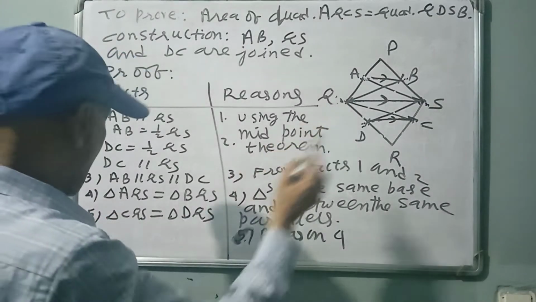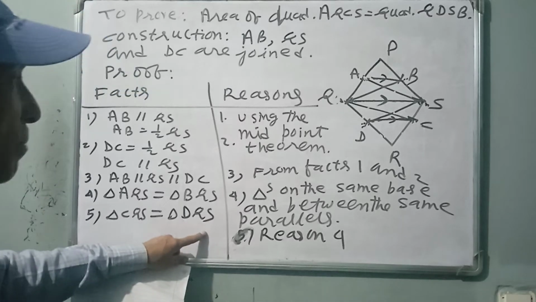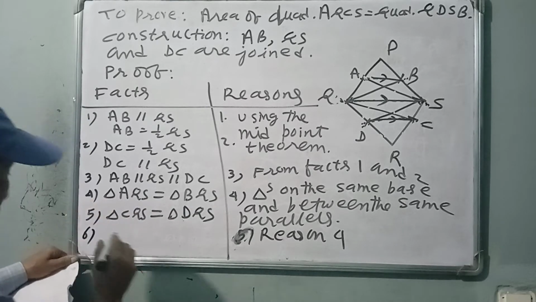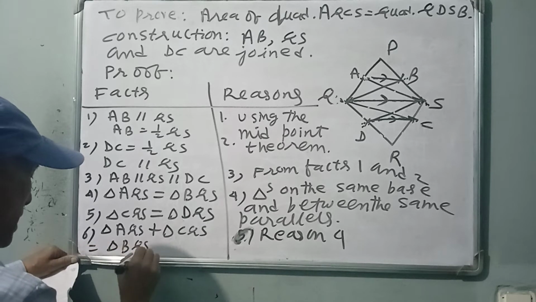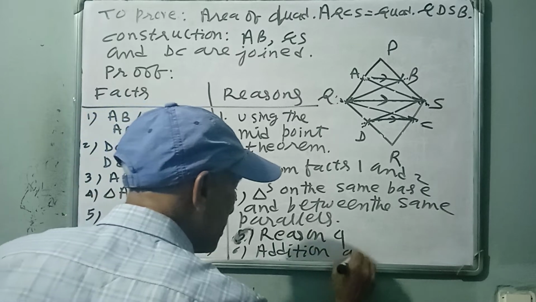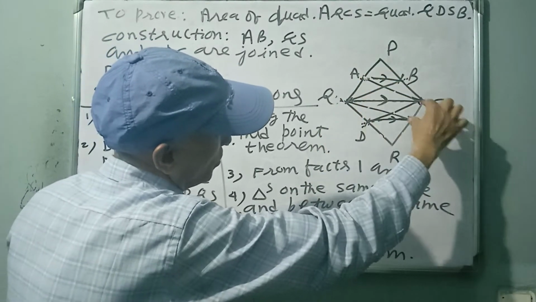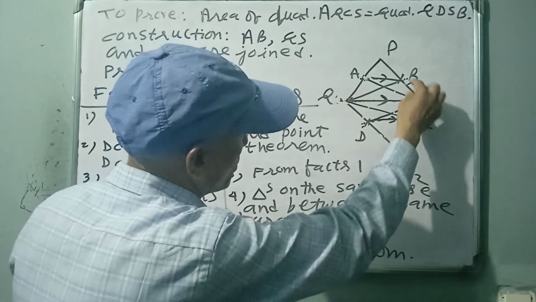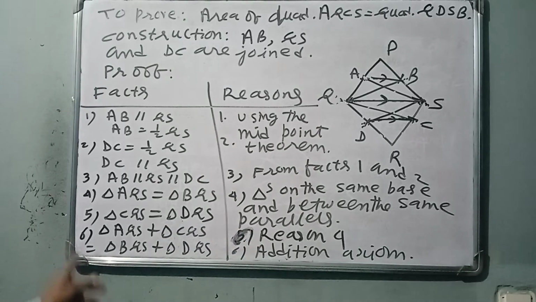Fact 4 and fact 5: triangle AQS equals BQS, and CQS equals DQS. Now we add them: AQS with CQS, and BQS with DQS. Adding fact 1 to 4 and 5, triangle AQS plus triangle CQS equals triangle BQS plus triangle DQS. Addition axiom. Here the way to write is to add CQS to AQS, on the left side, and on the right side add DQS to the triangle BQS, for the quadrilateral. So adding facts 4 and 5.